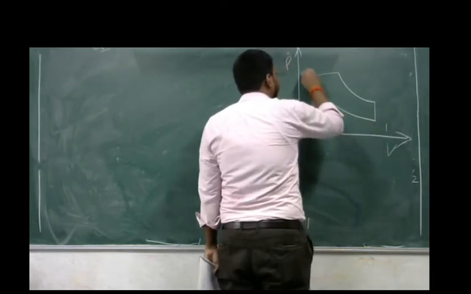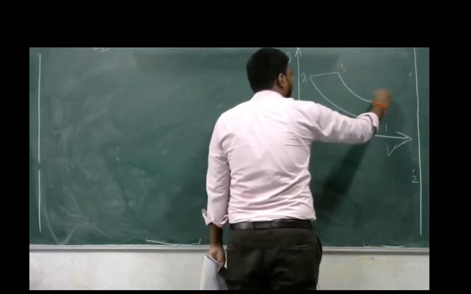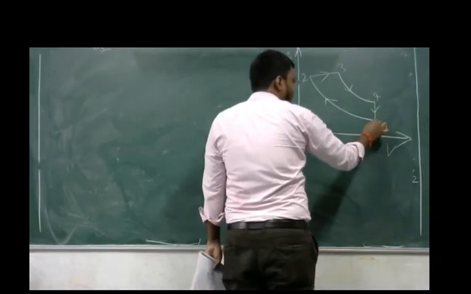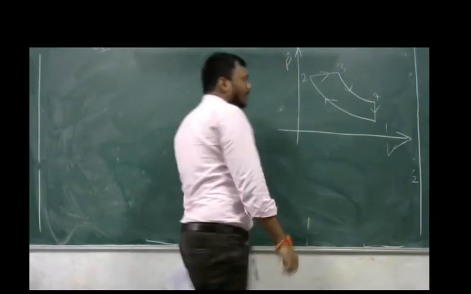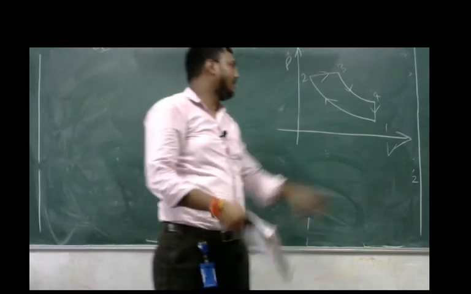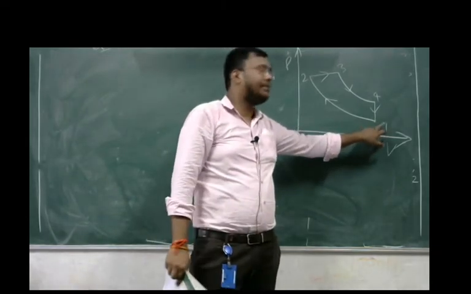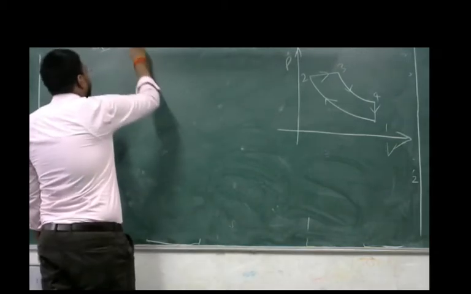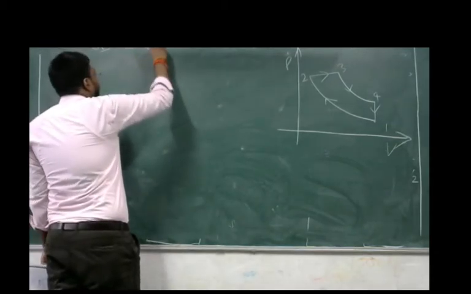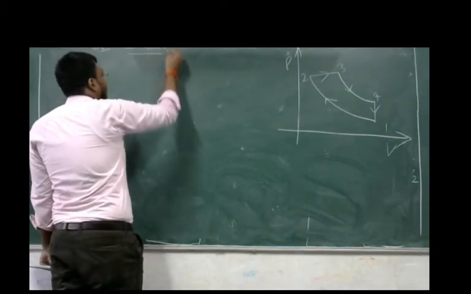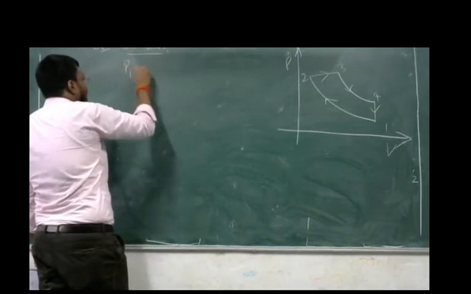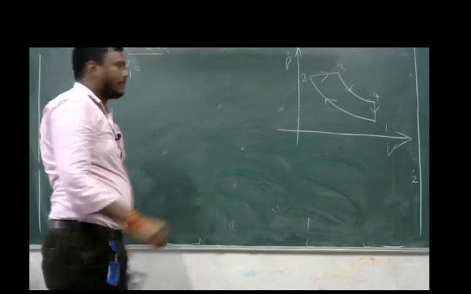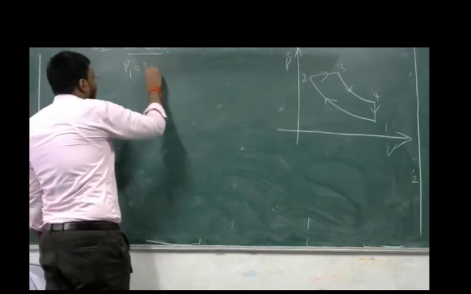1, 2, 3, 4. This is the initial point 1. So it is saying that initial pressure and temperature is given, meaning pressure and temperature at point 1 is given. So write down the given data. Initial pressure P1 is given equal to 1 bar.